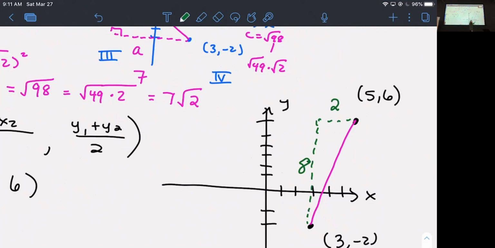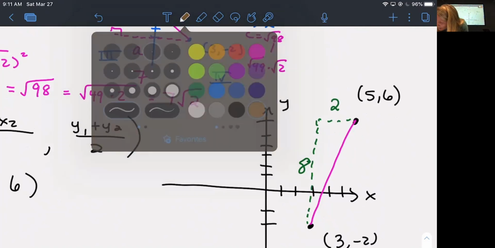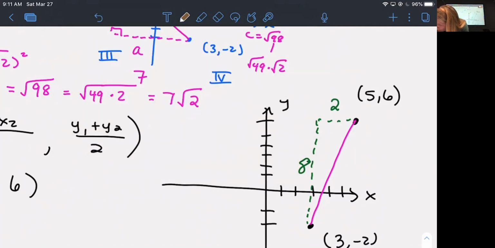And how many would I run over? 1. So if I go up 4 over 1, if I do half of the slope, I'd get to the midpoint. So up 4, I would be at 2, and then over 1, I'd be right here. So I should be at the point 4, 2. My midpoint should be (4, 2) if I brute force my way to it, just using the idea of slopes.